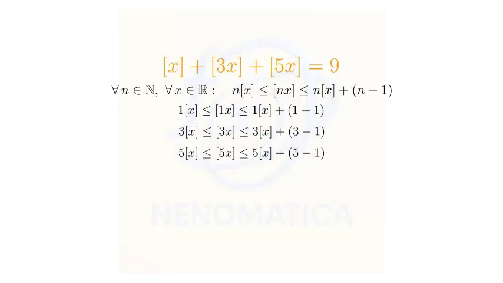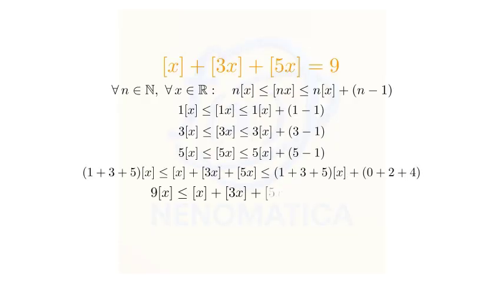Now, add the three inequalities side by side. Left with left, middle with middle, and right with right. This gives 9 times floor of x is less than or equal to floor of x plus floor of 3x plus floor of 5x, which is less than or equal to 9 times floor of x plus 6.